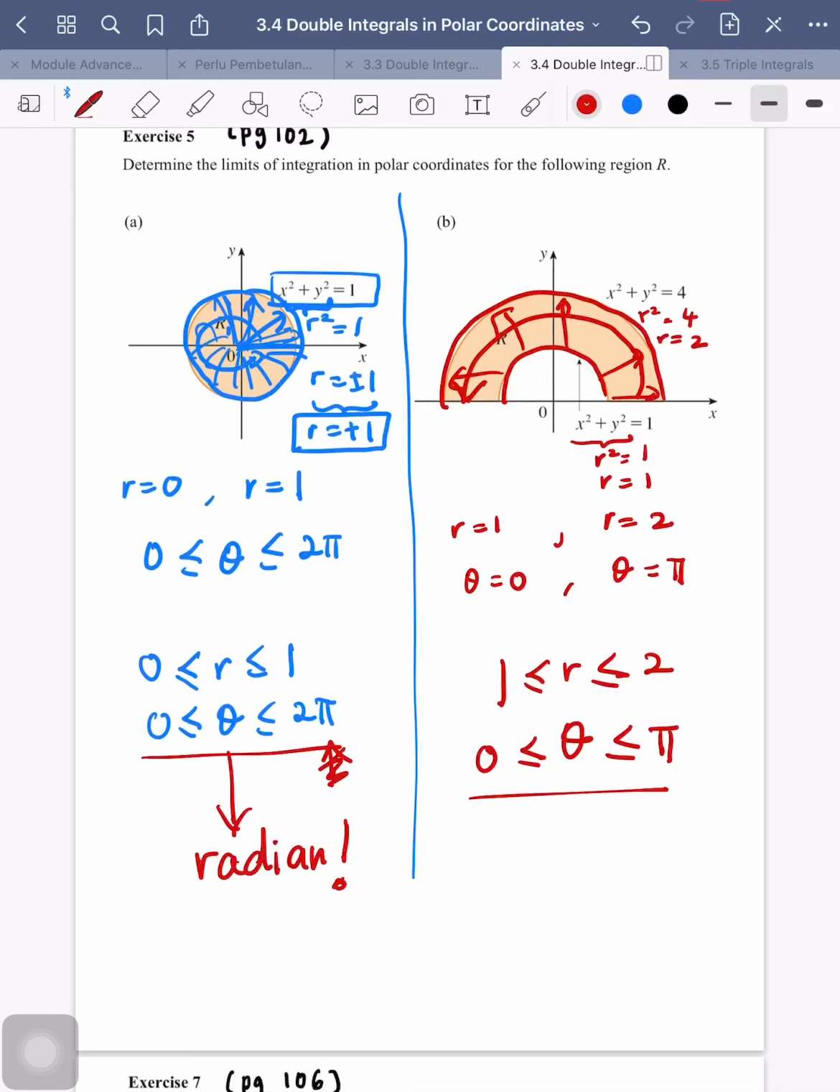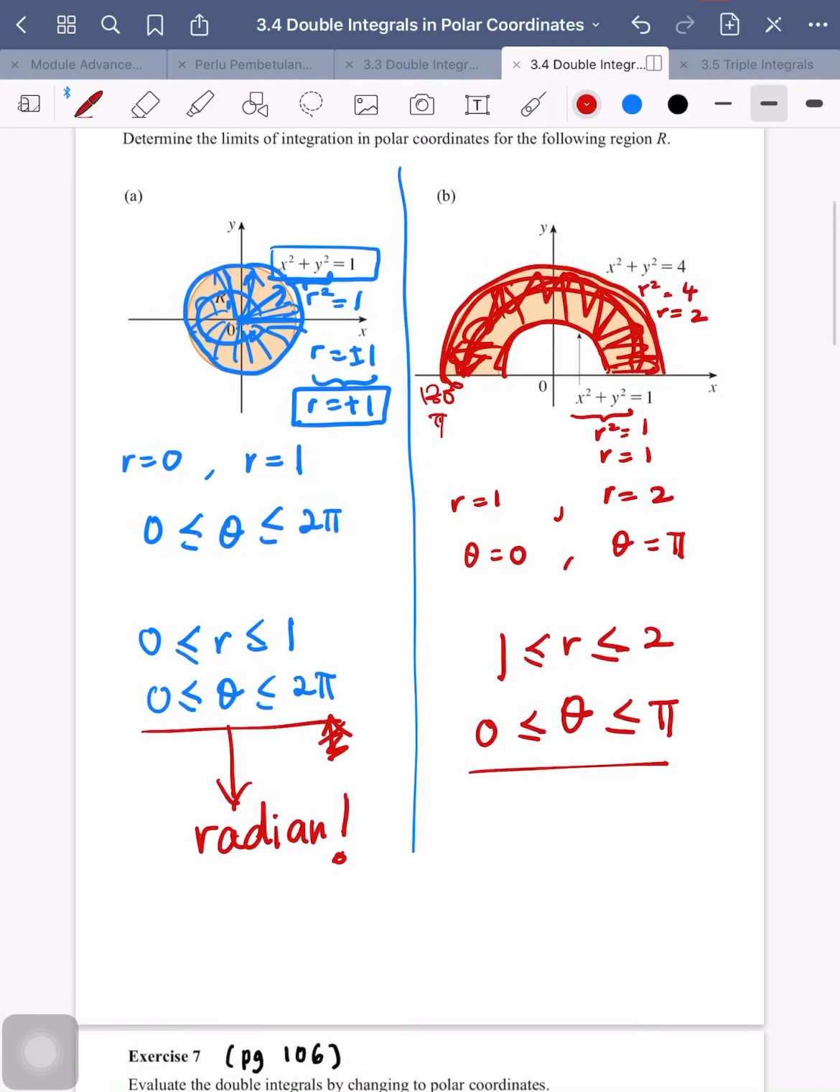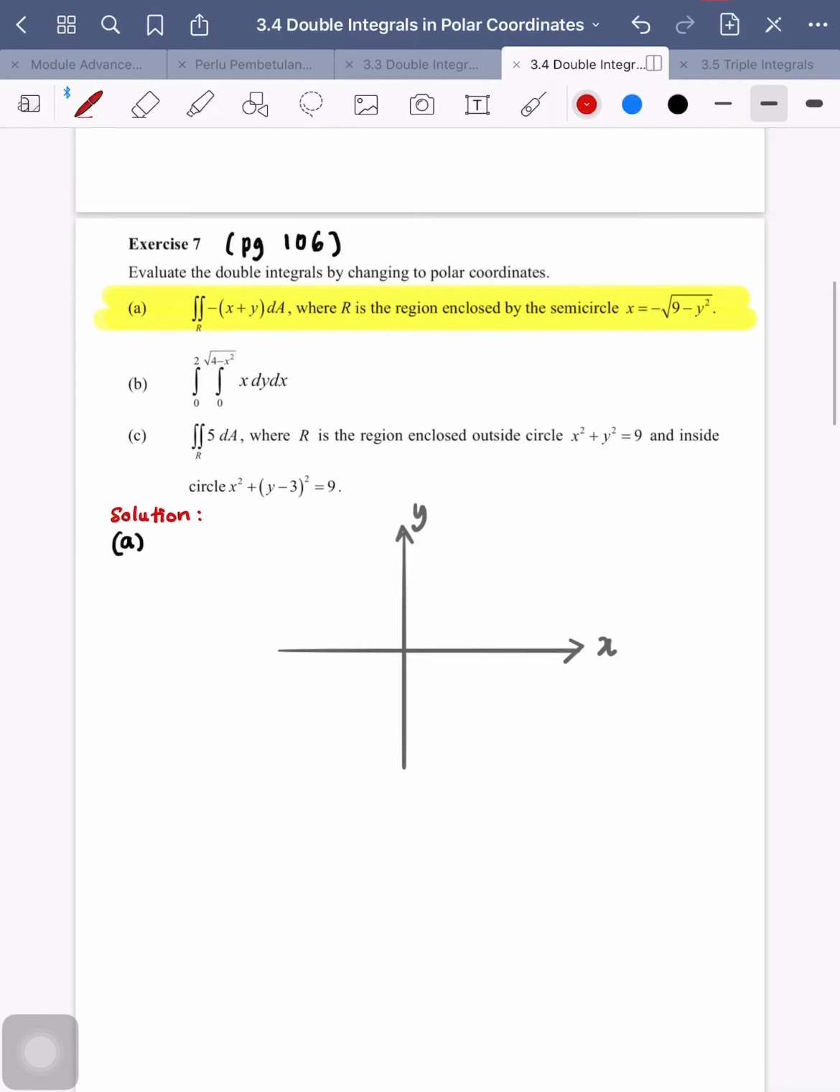Okay, so the curve inside and outside, the shaded region is represented by the angle from 0 until pi, which is 180 degrees here. Change into radians, you will get pi. So this represents how to find the limits. To further your understanding, of course, I will try some more examples. Exercise 7, question A first.